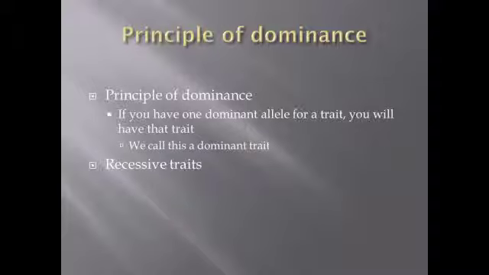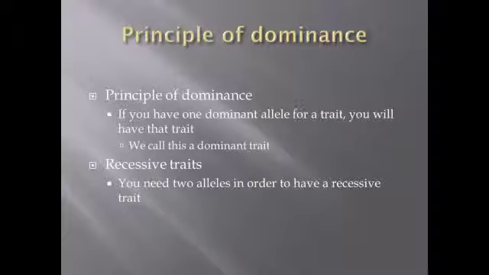So, as I said, what we call a dominant trait. A recessive trait is something that, in order for you to have that trait, you have to have both alleles of it. So you need to have two alleles in order to have a recessive trait. You just have to have one of the alleles to have a dominant trait.